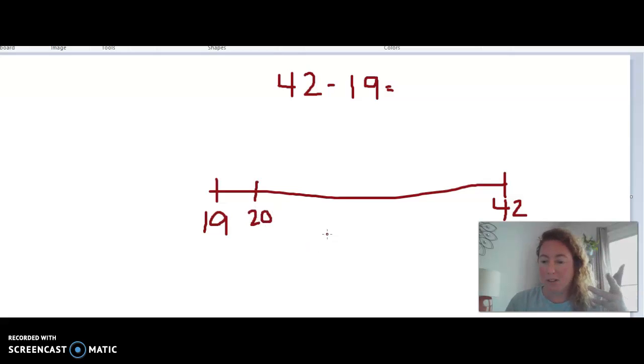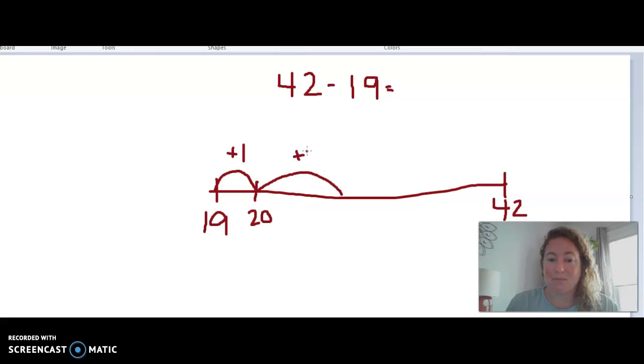10, 20, 30, 40, 50, 60, 70, 80, those are all friendly numbers. 19 is only 1 away from 20. So that took us a jump of 1 to get there. Now I've got to make it to 42. If I'm at 20, I know I can make a jump of 10 plus 10, and 20 plus 10 is 30.